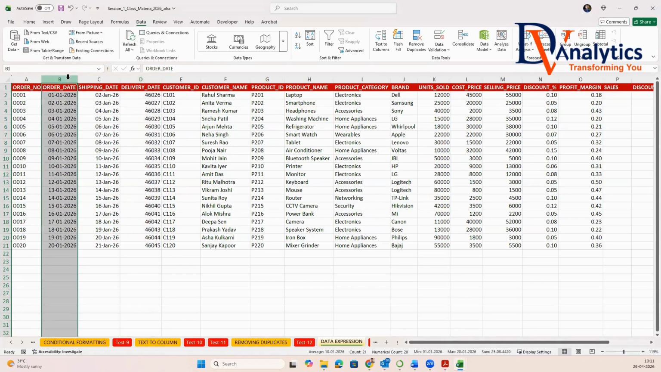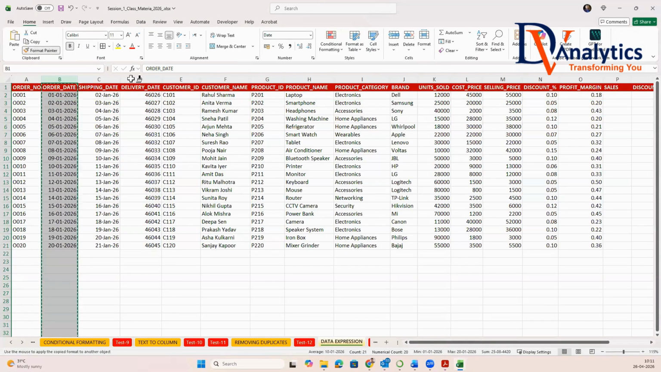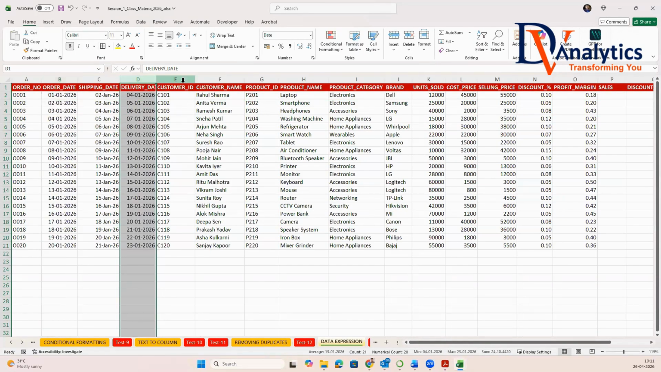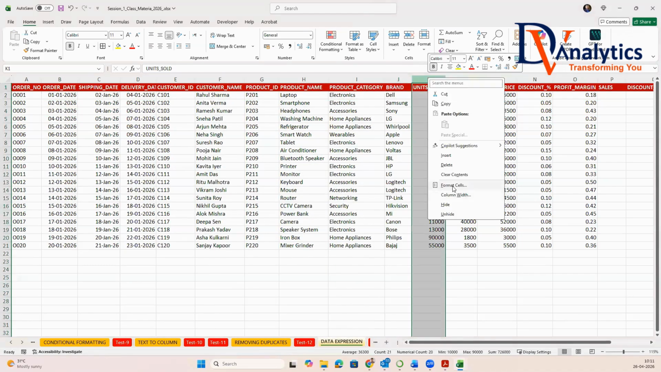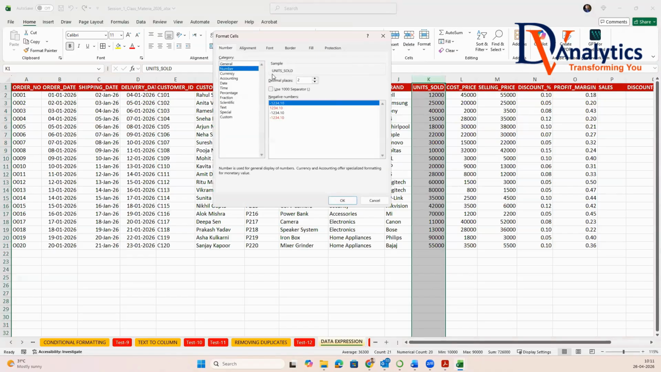What will I do now? Format painter. Do I need to do any formatting to these columns? No. Can I do a formatting to this column? Yes, sir. How to do this? Format cell to number, zero decimal, use thousand separator.